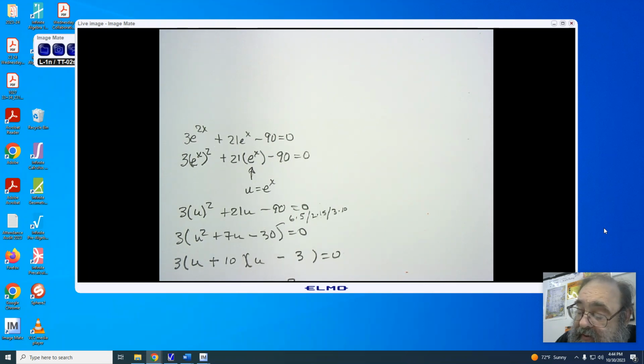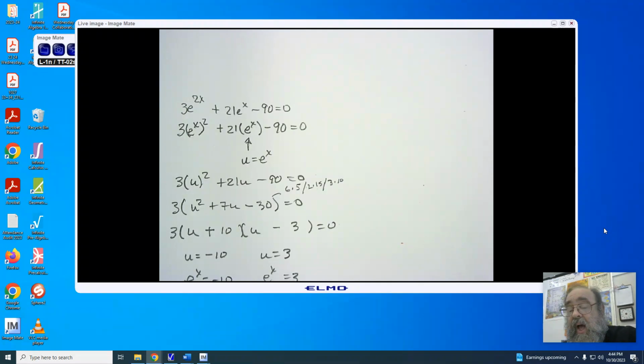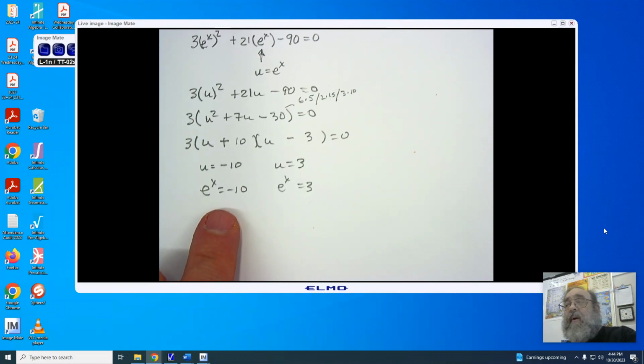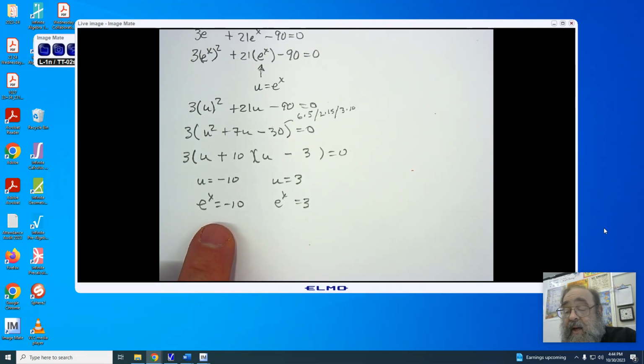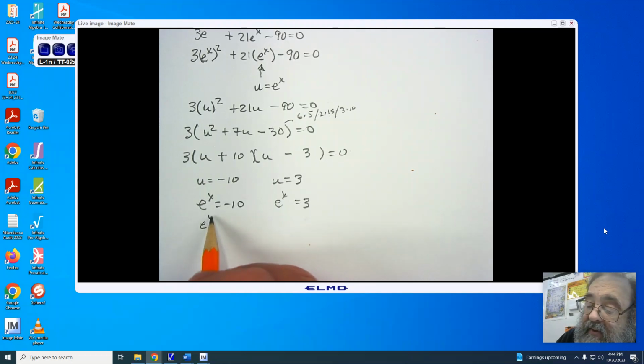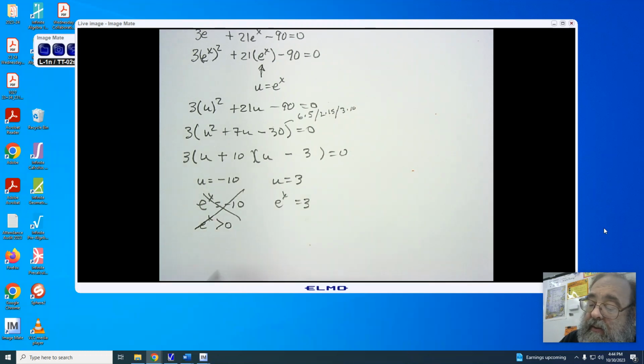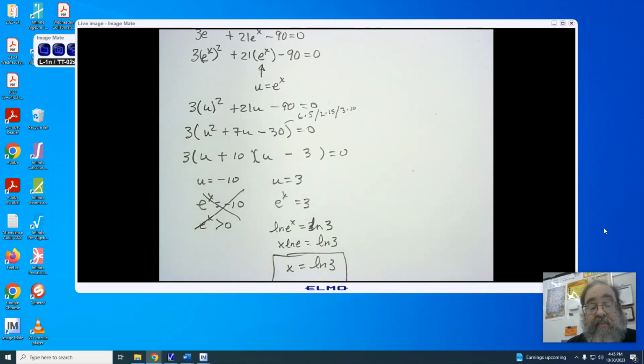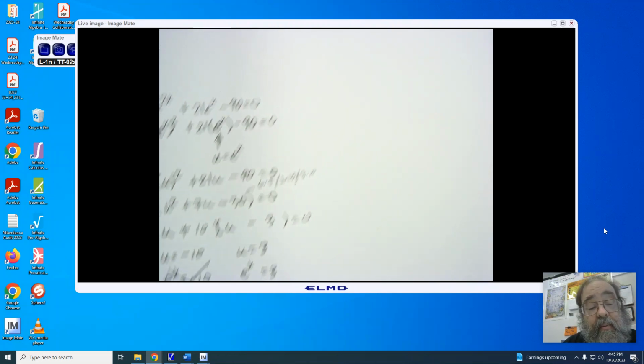Putting in e to the x equals negative 10 and e to the x equals 3, you'll notice I'm trying to get a negative number out of a positive piece. That's never going to happen. E to the x is always greater than 0, which means that this cannot be a solution. I then exponentiate e to the x equals 3, natural log of 3. X moves in front, natural log of e is 1, and x happens to equal the natural log of 3. There's my solution. Let's try another one.